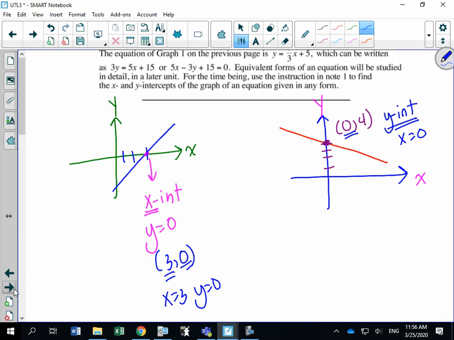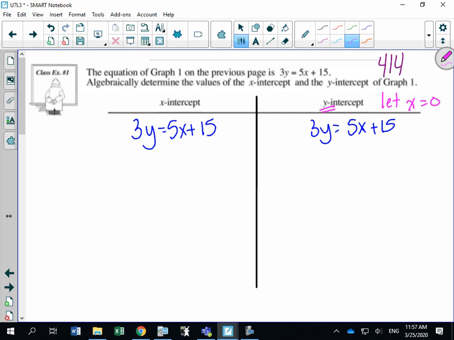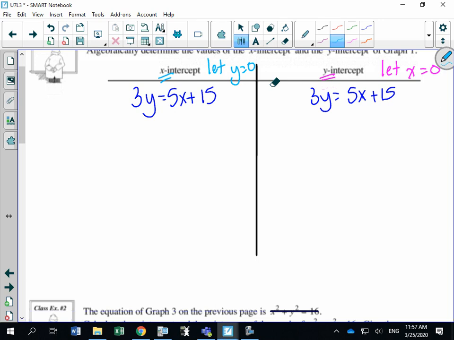So now, going back to this question here, they give us an equation and they say, what would the x and the y-intercept of this graph be? So I want you to write the equation under each one. 3y is equal to 5x plus 15, and 3y is equal to 5x plus 15. If I say, what is the y-intercept? You let x equal 0. And if I say, what's the x-intercept? You let y equal 0. So if I ask you to solve for x, you let the other letter, which is y, equal 0. So let's figure out what the x-intercept is.